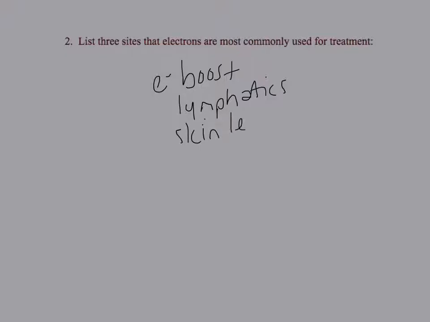For number 2, list 3 sites that electrons are commonly used for treatment. Electron boost for breast, anything that's superficial that we don't have to treat that deep. Lymphatics, skin lesions, IMC, that's the internal mammary chain, perineal boost, all of those things would warrant electron treatment.